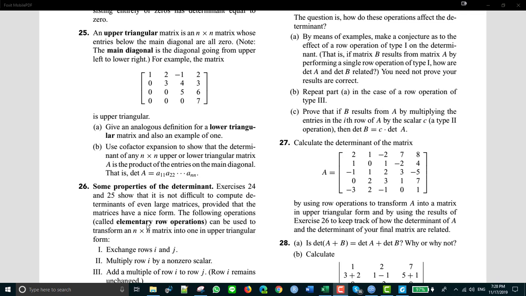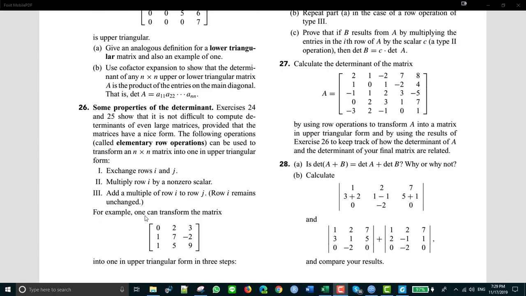So the following operations, called elementary row operations, can be used to transform an n by n matrix into one in upper triangular form. We're going to be able to take most matrices and transform them into upper triangular. If we can do that, then determining the determinant of the result, the upper triangular one, is easy. So what are these operations? They're called elementary row operations.